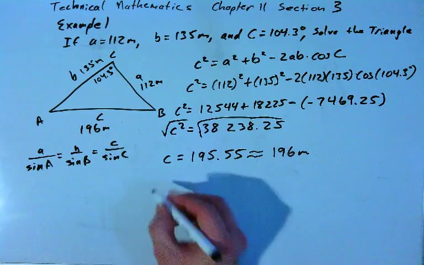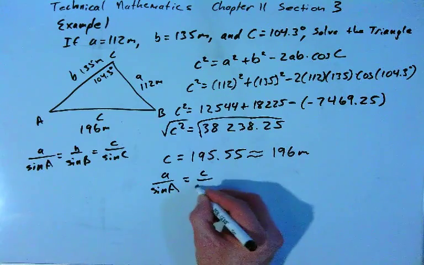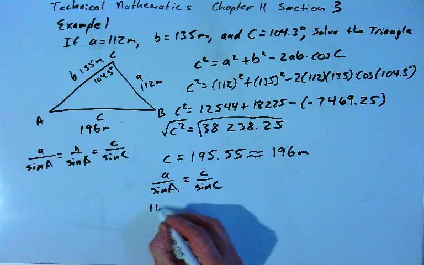And so I'll use A. Let's use A over sine A is equal to C over sine C. So I'll plug in the numbers I know. A is 112.